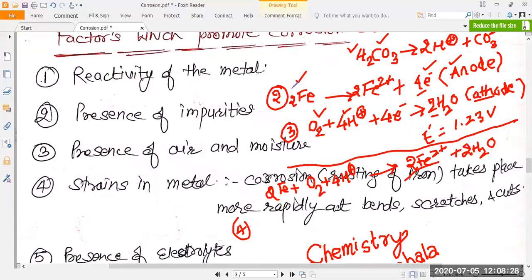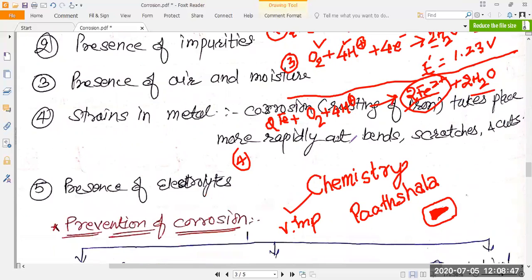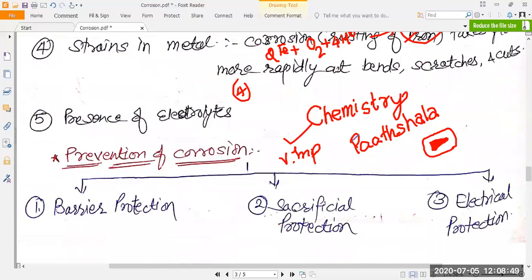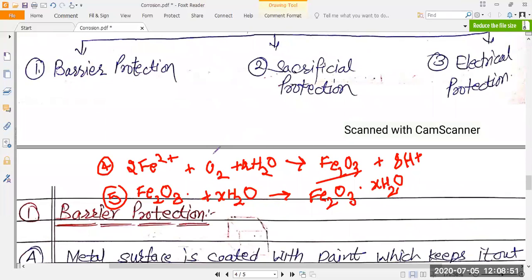So overall cell reaction: 2Fe plus oxygen plus 4H plus, 4 electrons. The 4 electrons will cancel each other. So on the right hand side we write 2Fe2 plus and H2O. In the fourth step, what do we have to do? This ferrous ion again reacts with oxygen and water molecules present in the air and finally forms ferric oxide. This is the ferric oxide, and it releases 4H plus.